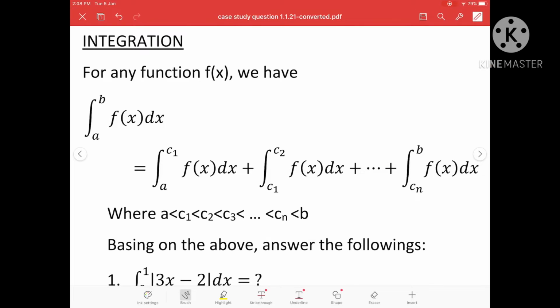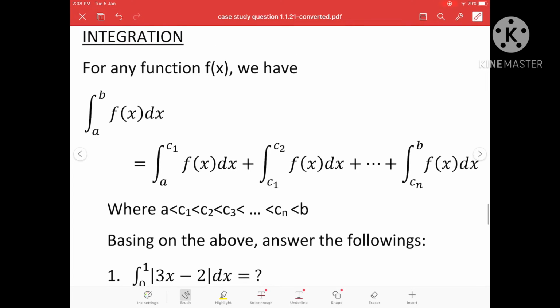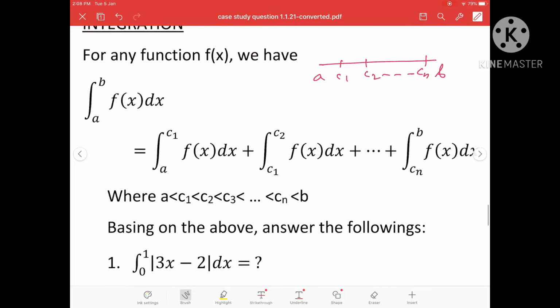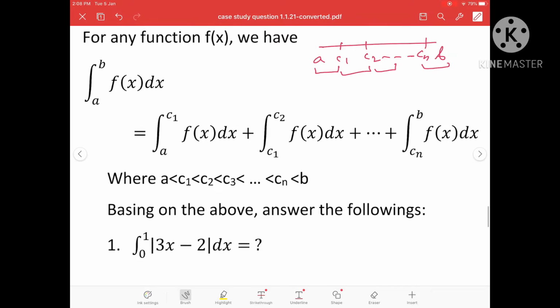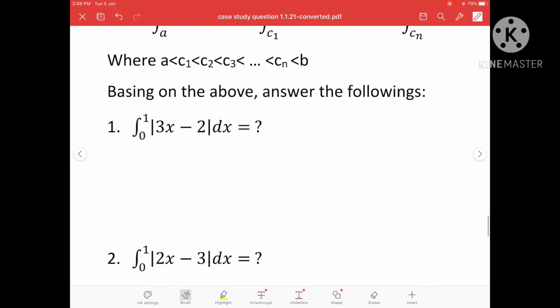Hello friends, in this video we will discuss one case study question on integration. We know this formula. If we have an interval from a to b, and c1, c2 up to cn are n points in between a and b, then the integration from a to b f(x) dx can be written as a to c1 f(x) dx plus c1 to c2 f(x) dx. That means we have to find the integration part-wise like this, and last will be cn to b f(x) dx. Based on this formula, now I will solve some questions.